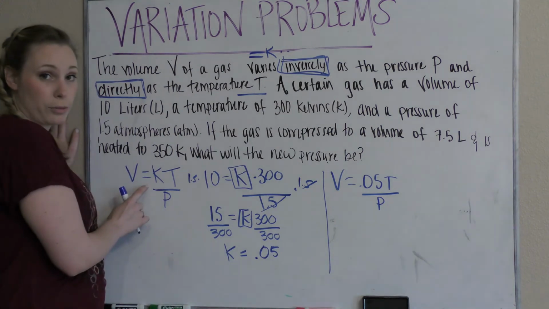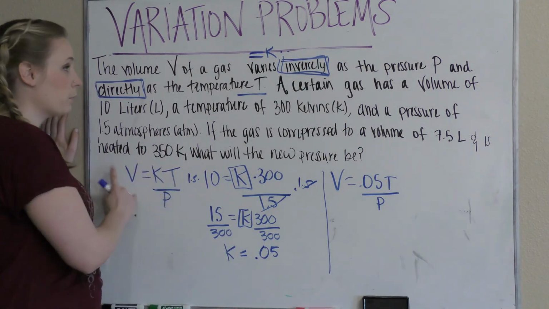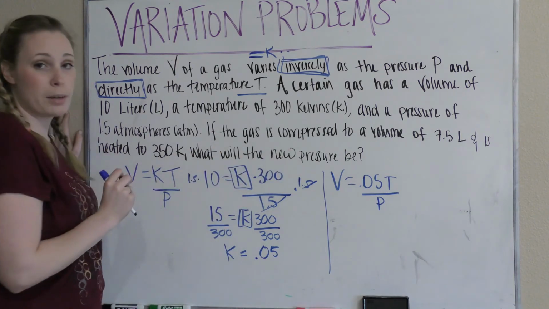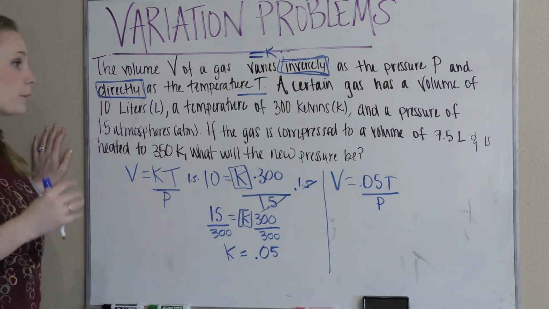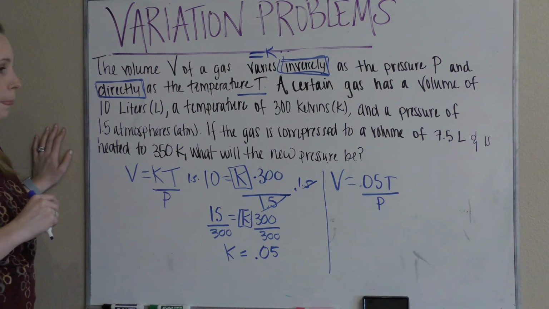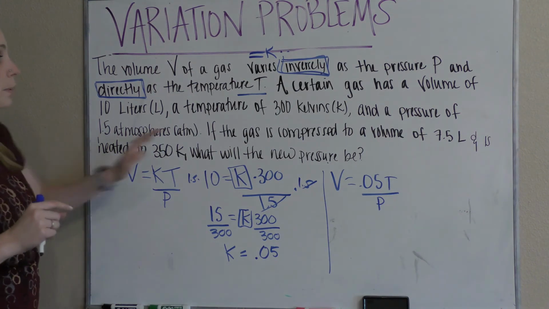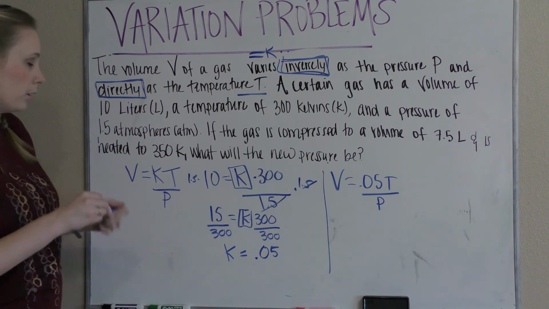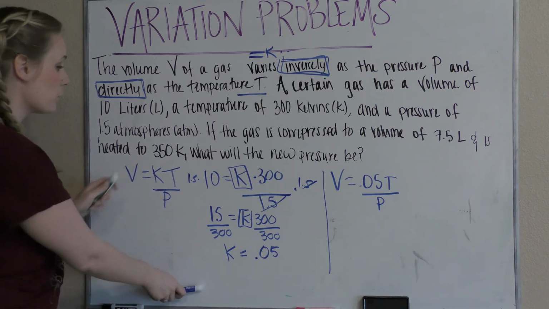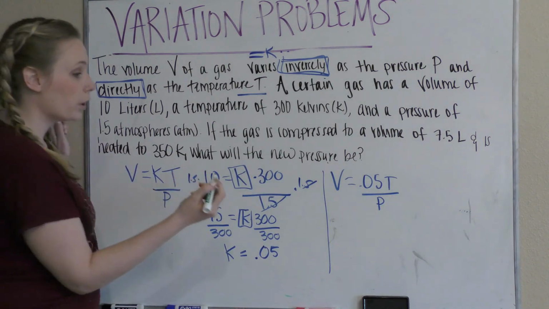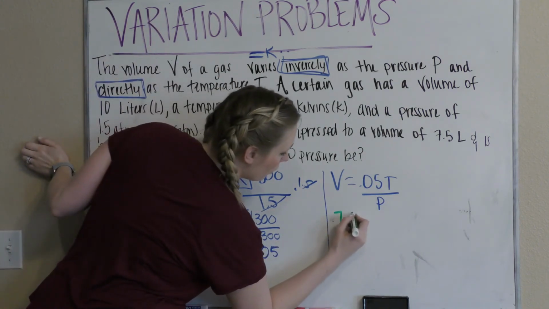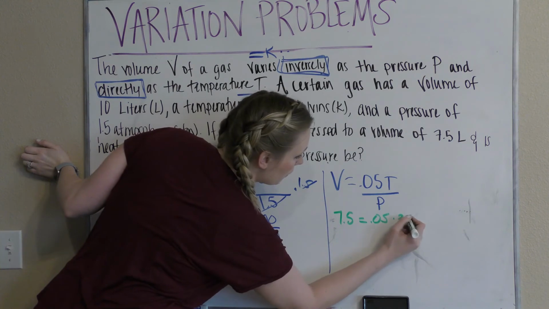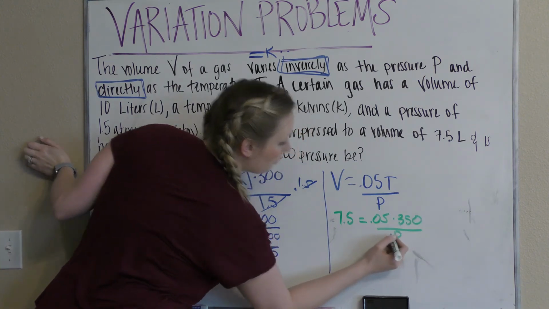Nothing else changed from over here. This is our equation that we wrote just reading the words, and then we solve for K, and so K becomes a part of our equation, and that's our general equation, so we can solve for anything now. So we want to figure out what our new pressure is going to be. Our volume is 7.5. Our temperature is 350. So we're going to have 7.5 equals 0.05 times 350 all over P.